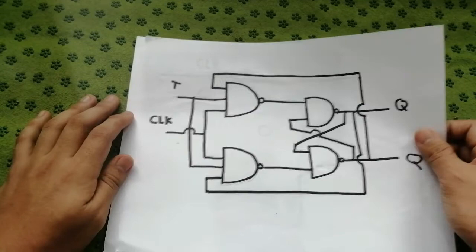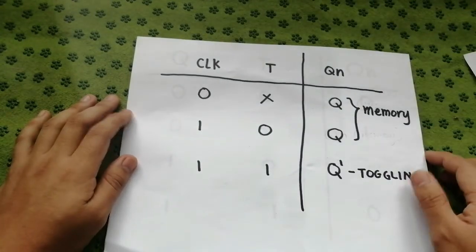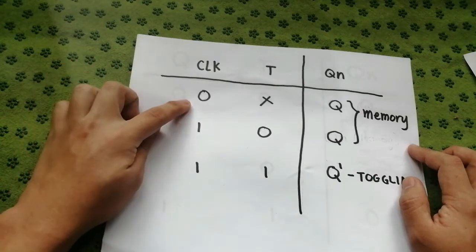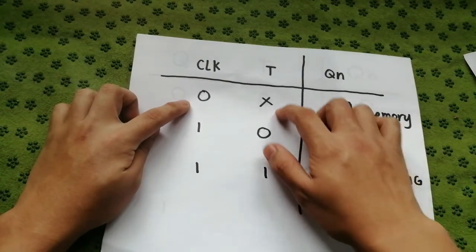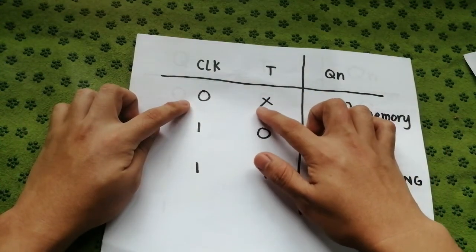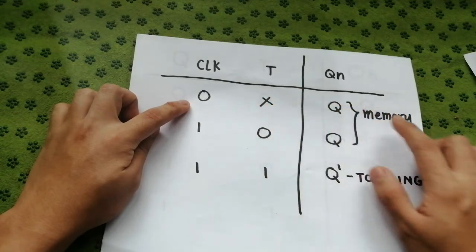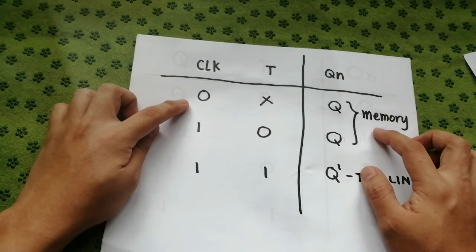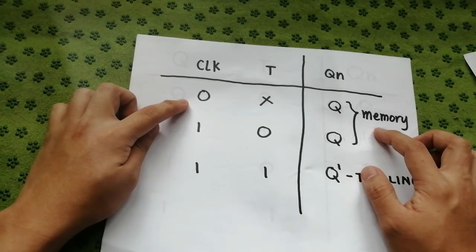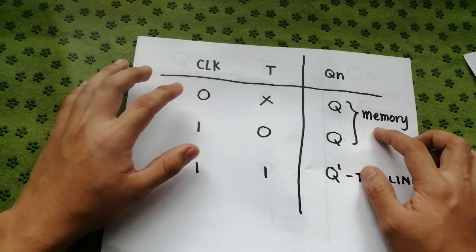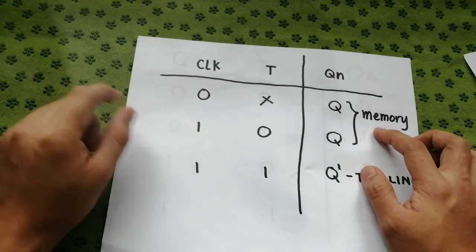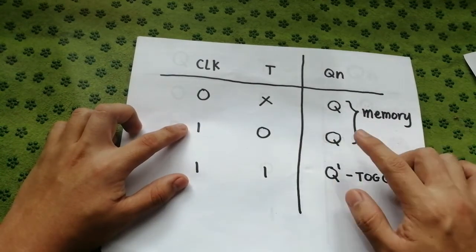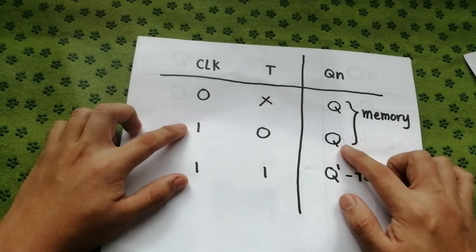To explain how this works, this is the truth table for our T flip-flop. As you can see, when the clock is 0, whatever value we have on our trigger, our next state will be memory since our flip-flop is not operational. Next, if our trigger is 0 and our clock is 1, it is just the same. We will have memory or hold.